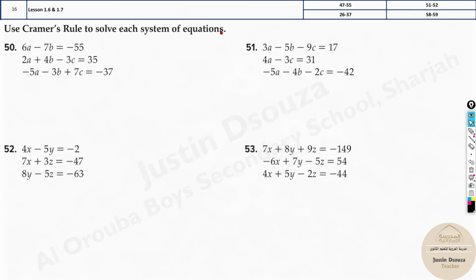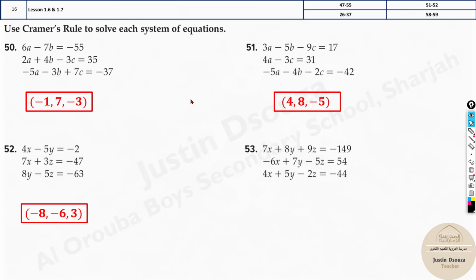Okay, this is to find Cramer's rule. We just now spoke about it. Please make sure you use that just now's method. Here you need to rearrange all the terms in terms of A, B, and C. If there is no C term, consider it to be 0. Here it will be 6 minus 7, 0, 2, 4 minus 3, minus 5 minus 3, 7. So that is one thing, and you get the answers.